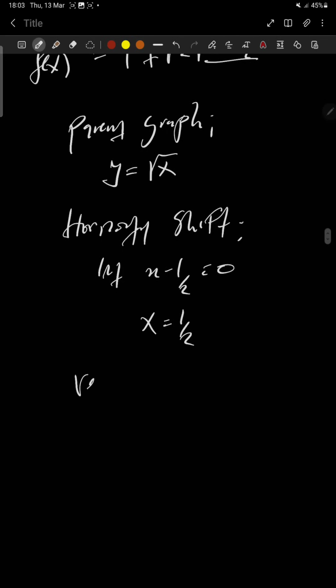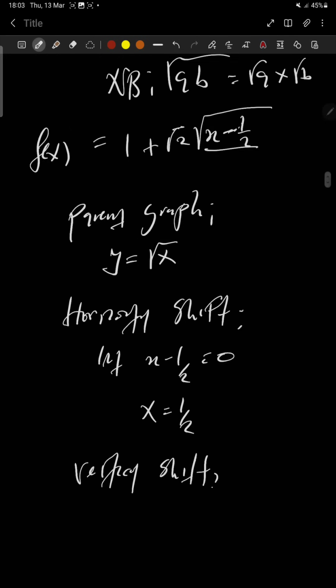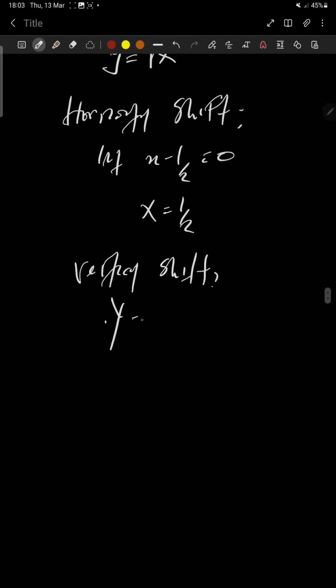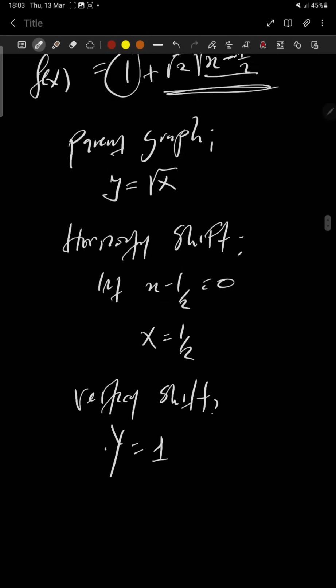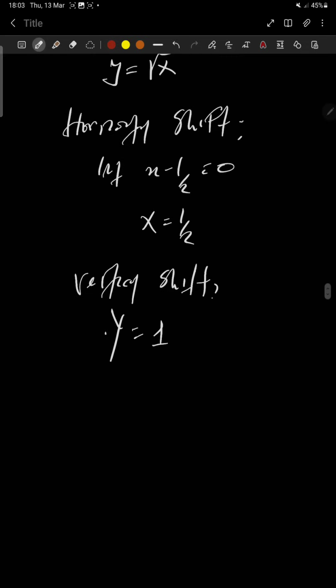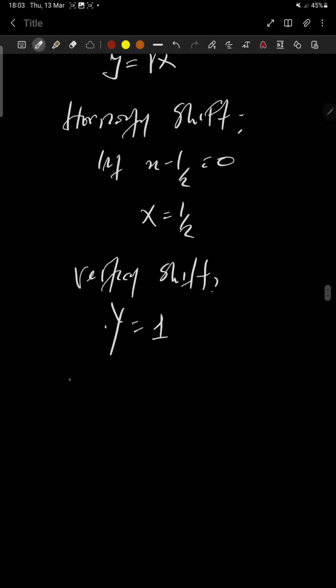After the horizontal shift, you look for the vertical shift. What is a vertical shift? A vertical shift is a number away from your function. This is our function, and the number away is our vertical shift, which is y equal to 1. After the vertical shift, what does this number in front represent? That number, we're going to have it as a vertical stretch.